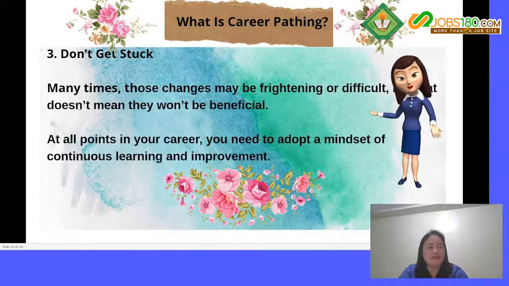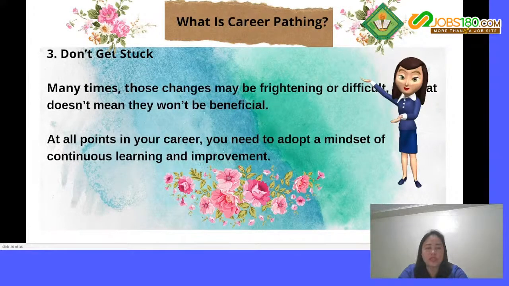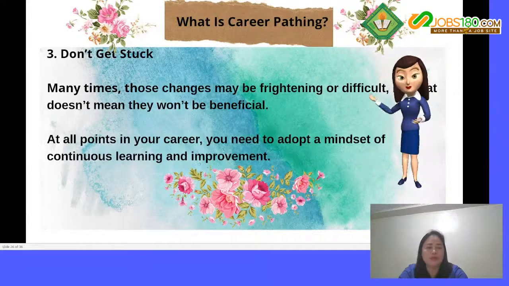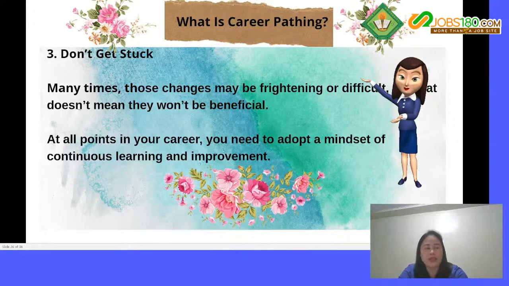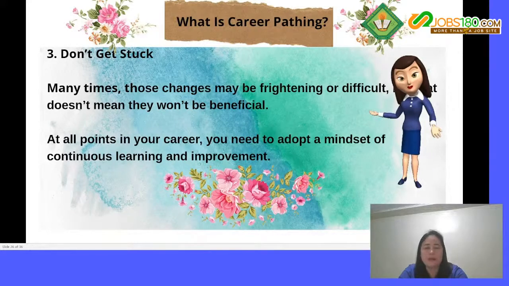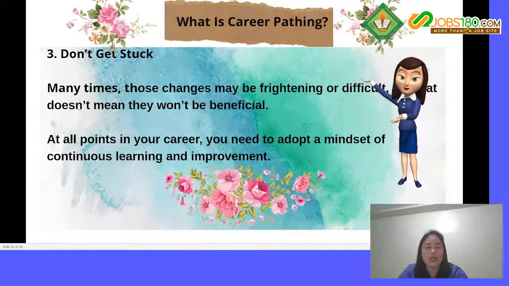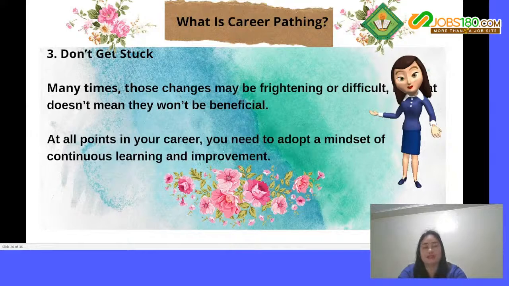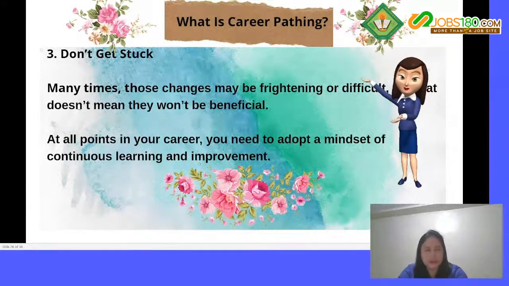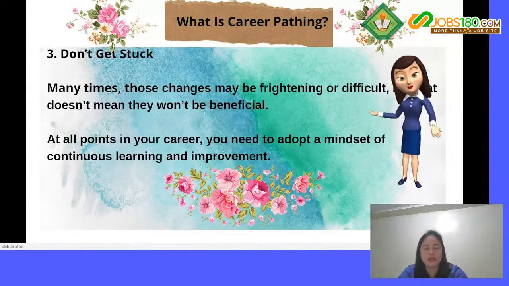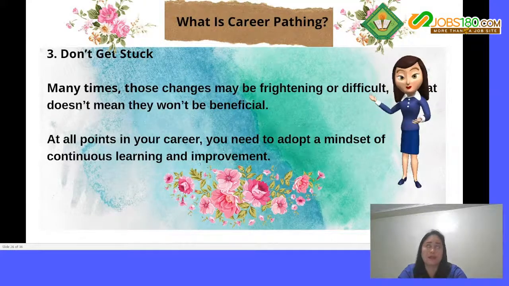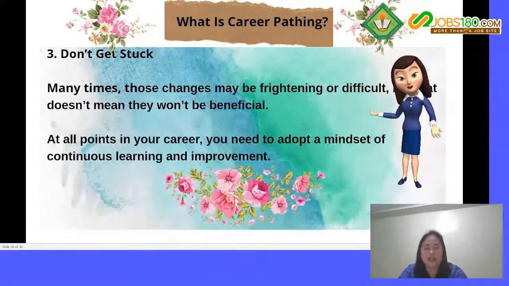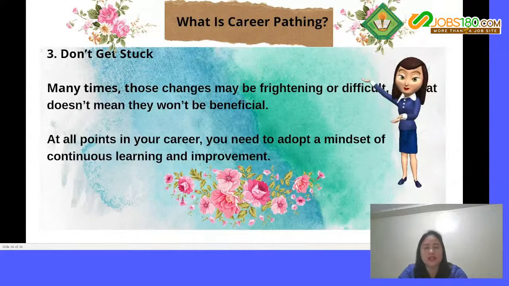Okay? Next. Many times, those changes may be frightening or difficult, but that doesn't mean they won't be beneficial. At all times in your career, you need to adopt a mindset of continuous learning and improvement. No? Kailangan lang natin ng improvement sa ating sarili. Hindi dapat tayo maging kumbaga stay lang kasi may mga principle na ganito lang ako, hindi ko kaya, mahirap, di ko kakayanin.